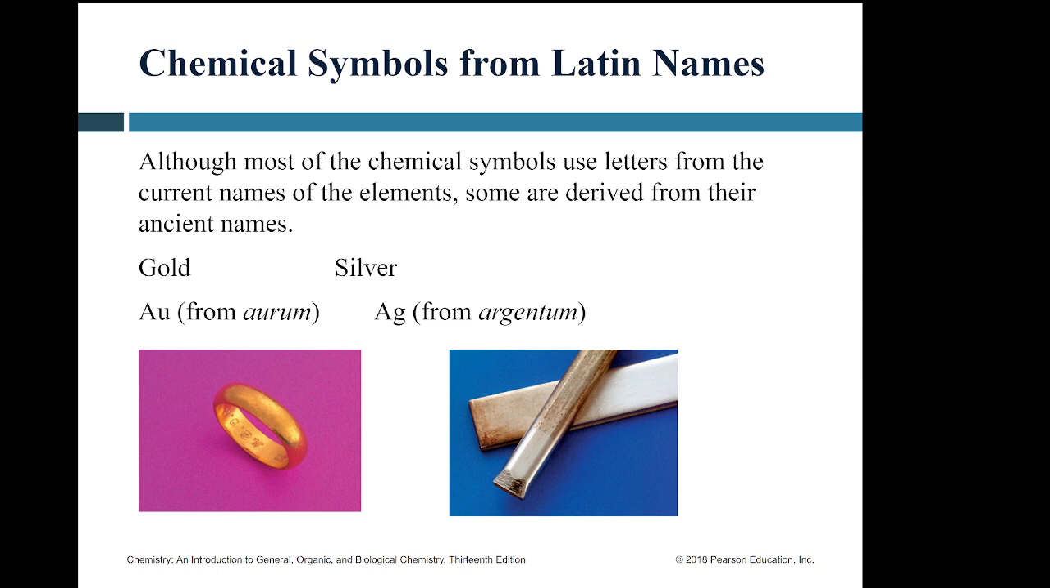So, most chemical symbols, again, are going to be using letters from their current name of the elements. However, some of them have names from historical relevance, okay? Particularly Greek and Latin, right? So, for example, gold, we call it gold in English.